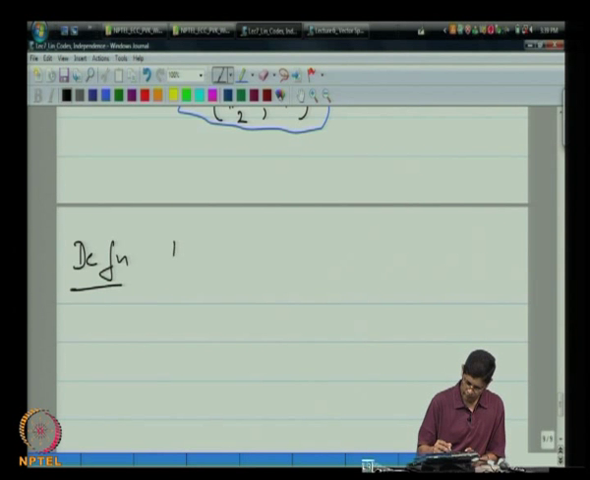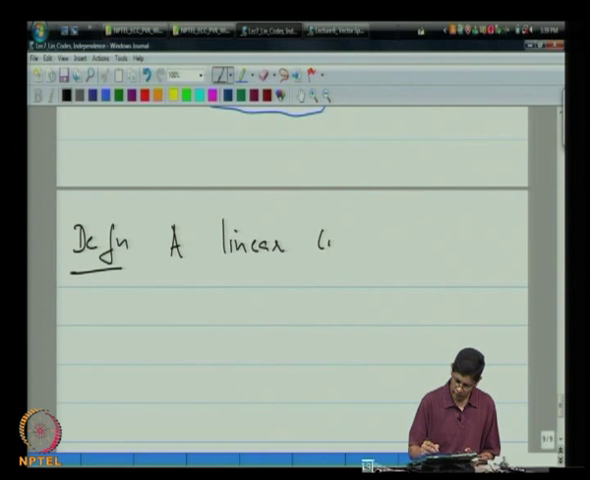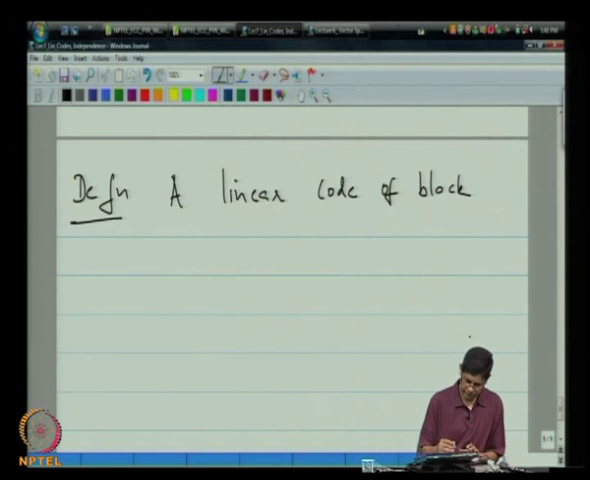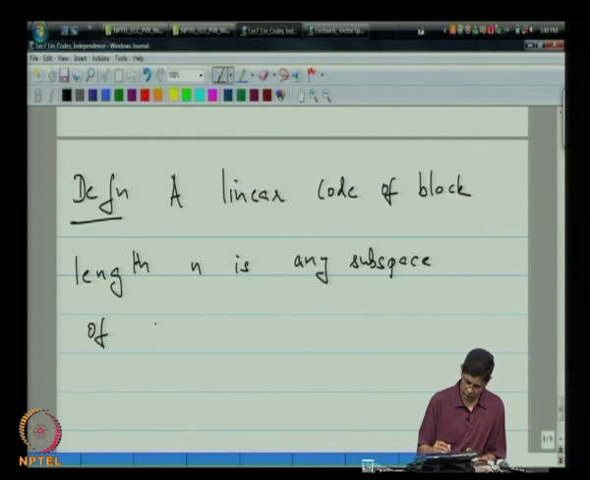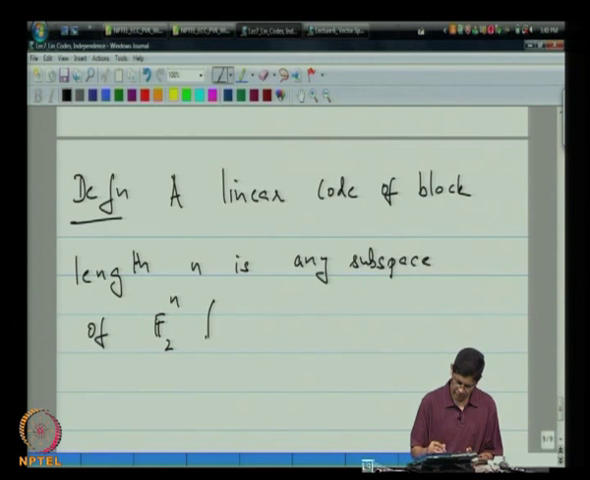A linear code of block length n is any subspace of F2 to the n. Okay. And when we say of F to the n, we really mean of F2 to the n plus F2 dot. Okay.